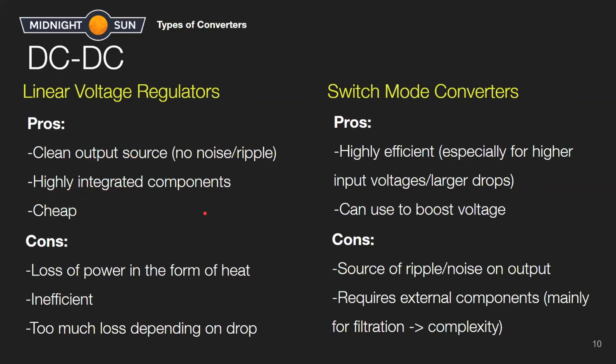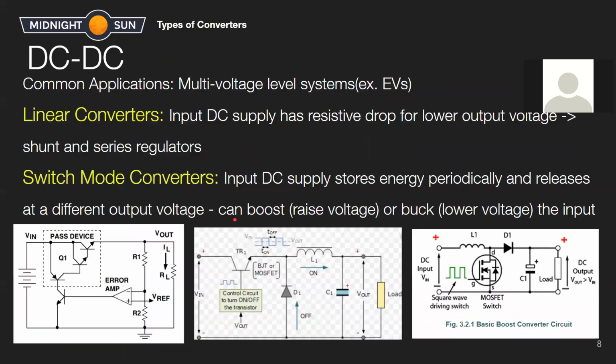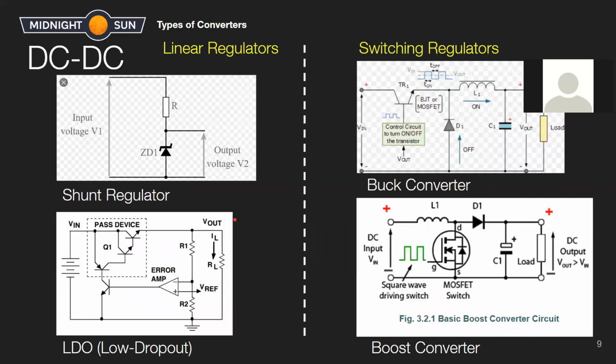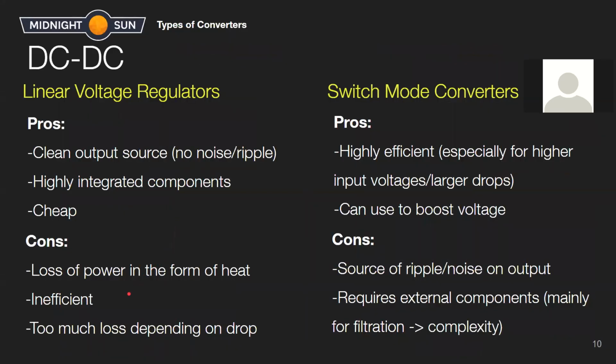So the power is actually lost on that passive device here, based on the current that it's regulating based on the error amplifier. But essentially, there could be too much loss depending on the drop we're expecting. So if we need to buck a 150 volt source to 12 volts as we use in the car, this is not a good option.